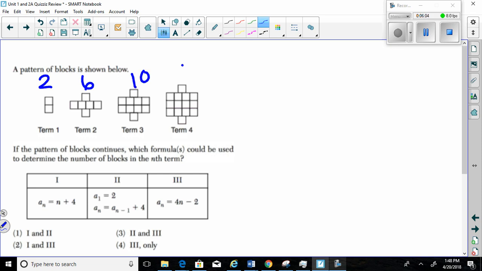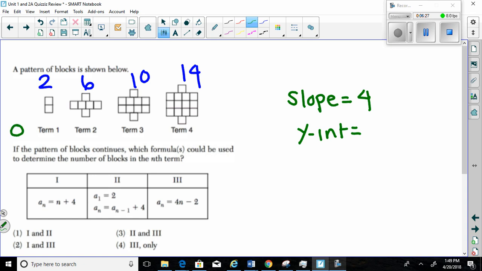And then 14. Cool. So first of all, let's figure out these ones are written in just slope-intercept form. So if we're doing slope-intercept form, what would be my slope? What's being added each time? 4. Now remember, your y-intercept is when x is what? 0. This is when x is 1. So if I had term 0, if this is being added by 4, how do I get the term before 2? Subtract it. So what's 2 minus 4? Negative 2. So your y-intercept should be negative 2.